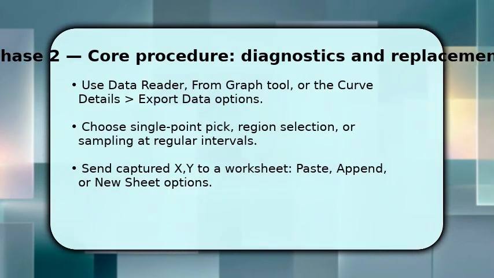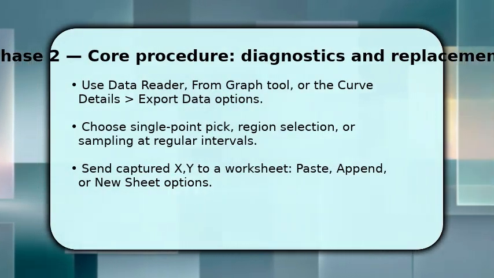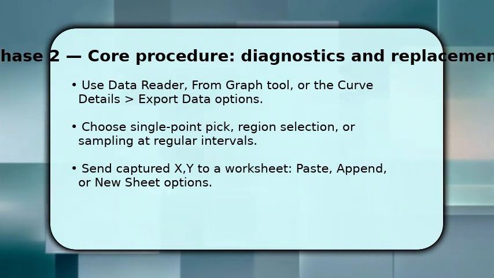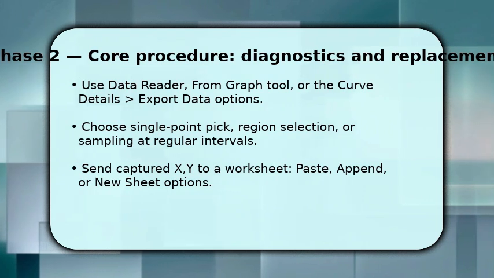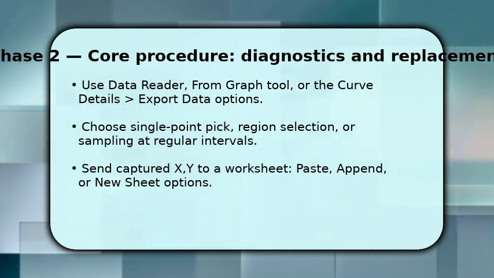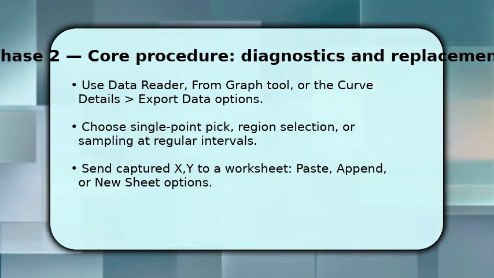Now you capture points. Use the data reader for single clicks or choose graph from graph. Extract data to sample a whole curve at regular intervals. Make sure to set sampling density and interpolation method so values reflect the curve shape.